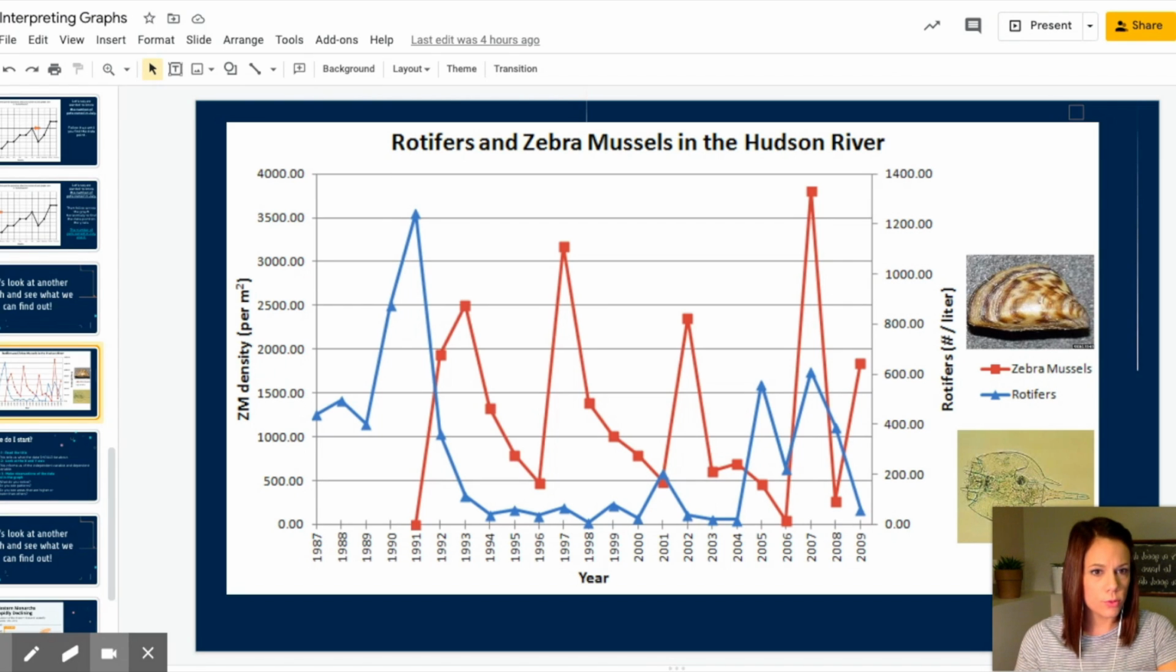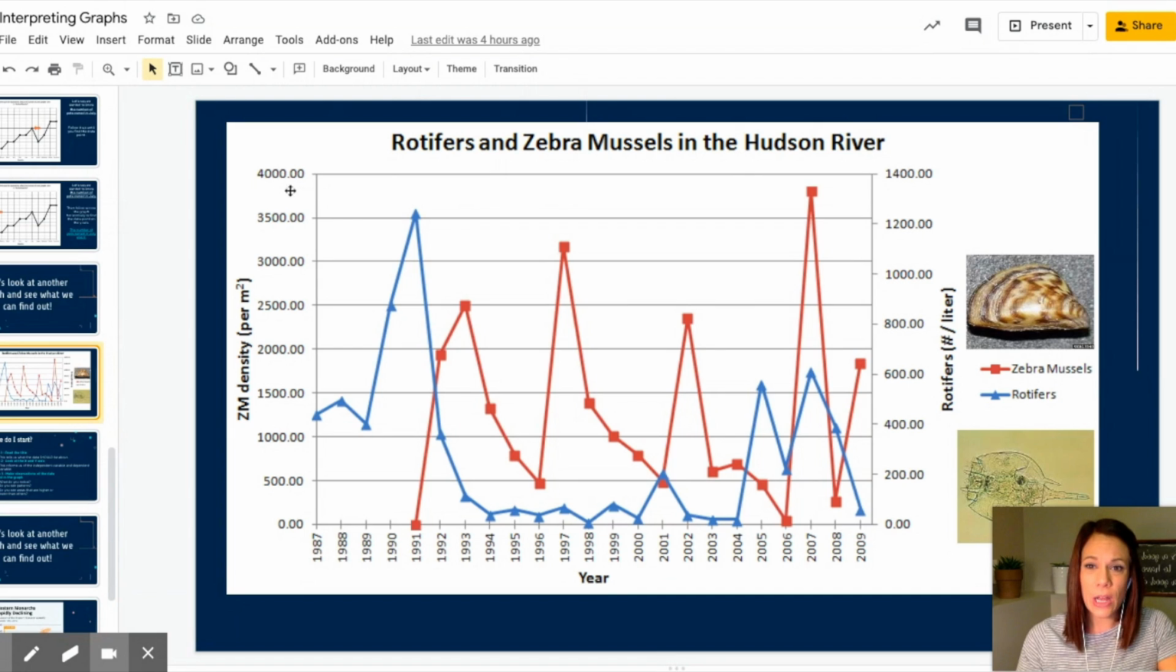First thing you should do is find 2007, which is right here. My cursor was kind of on it. Then I'm going to go up and find my zebra mussel point, which is right here. Then I'm going to go over as straight as I can to right about here.